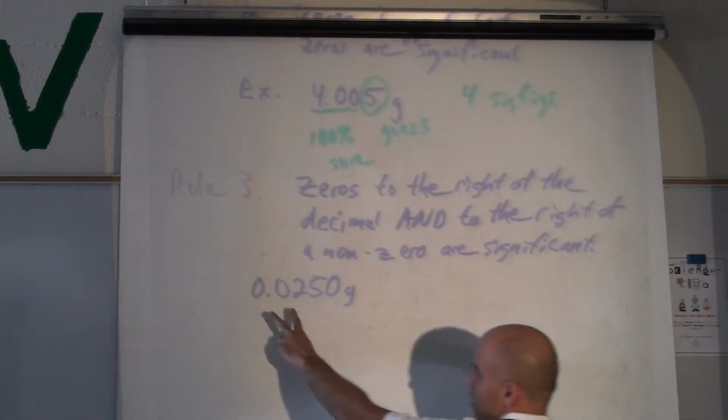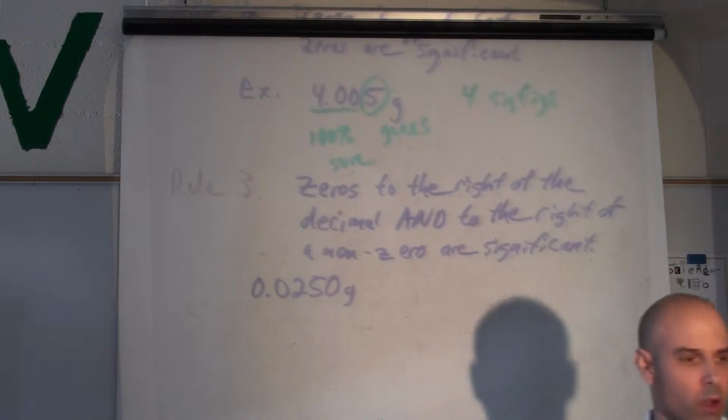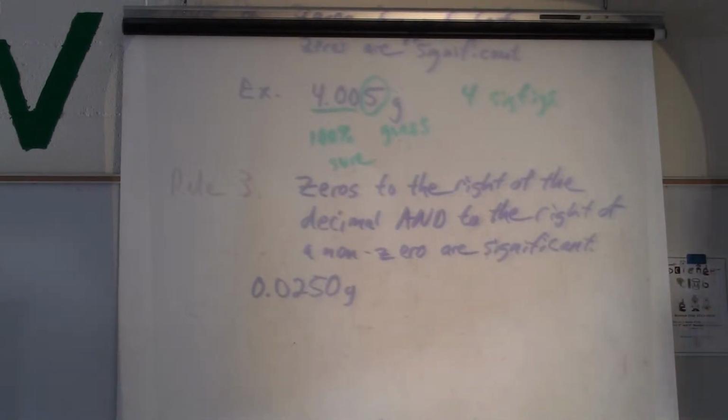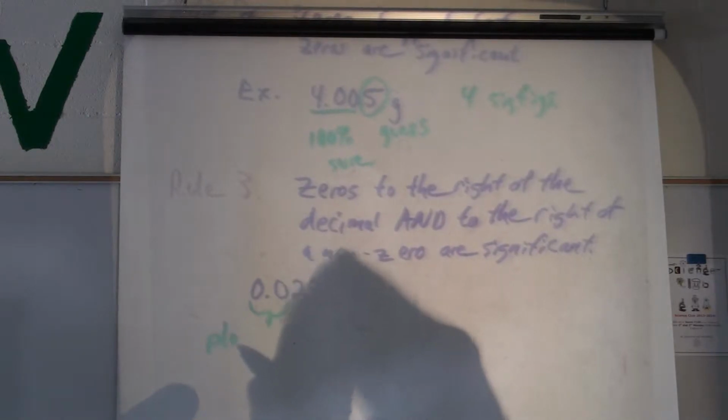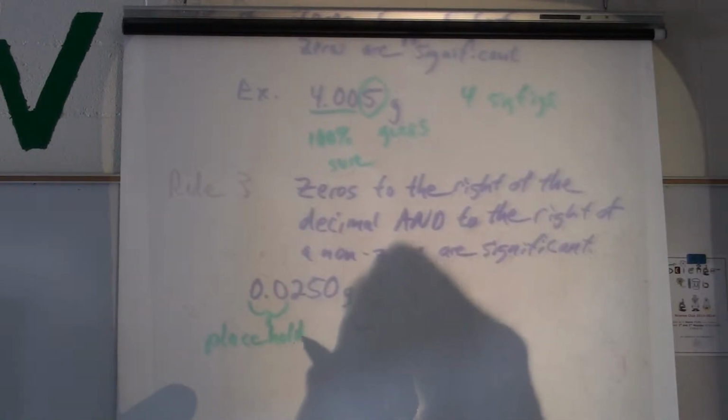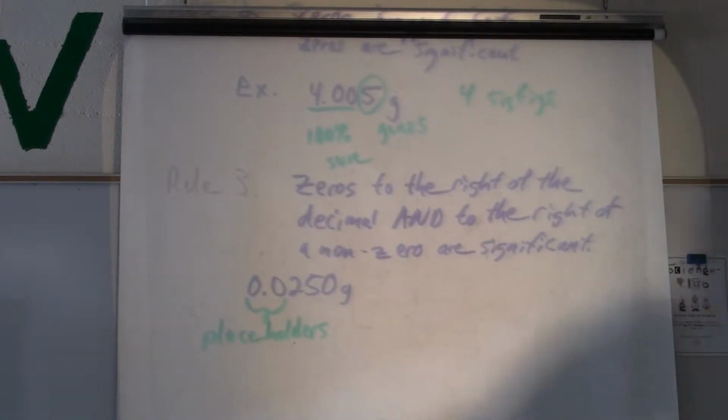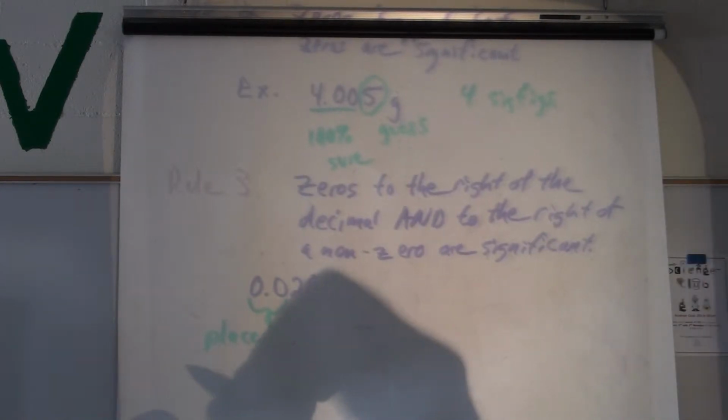So these two zeros, if they're not significant, what do we call them? We call them placeholders. Is it just zeros? Only zeros can be placeholders. A placeholder's job is to show the size or value of your number.